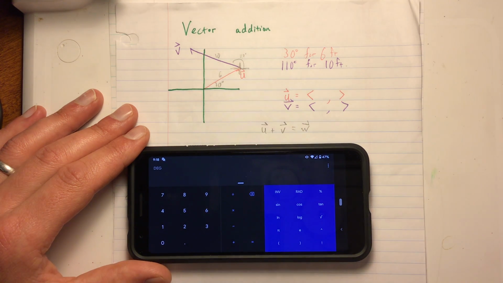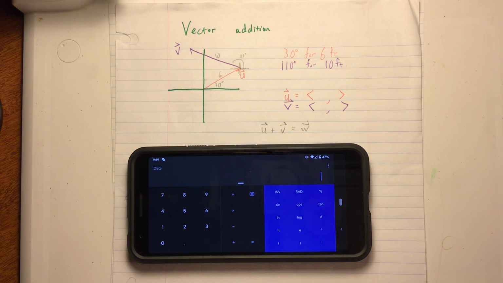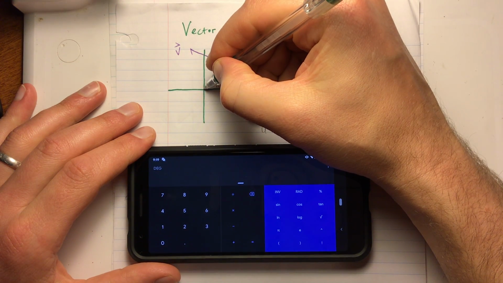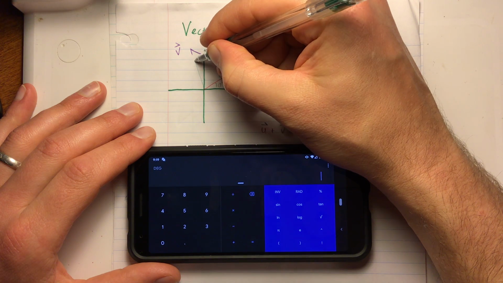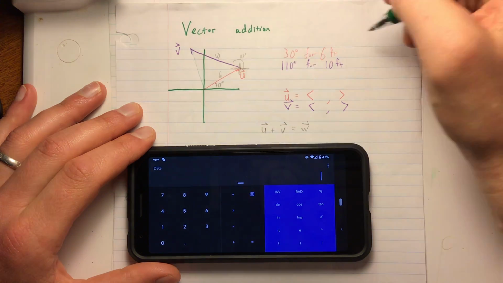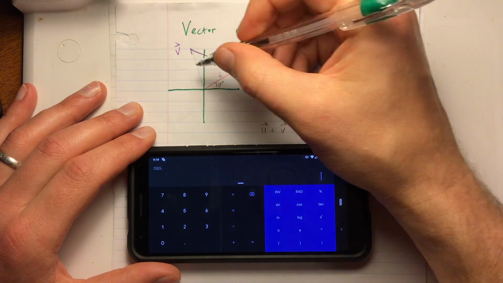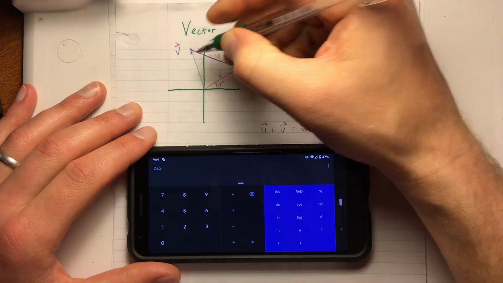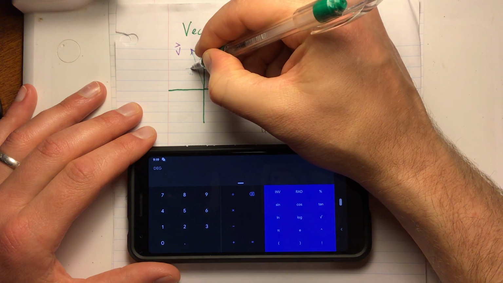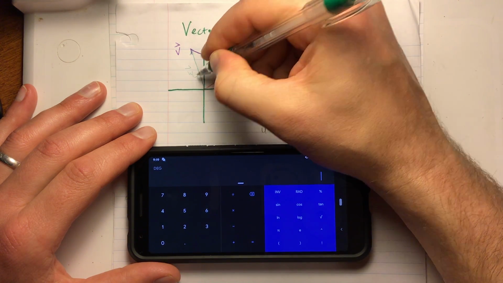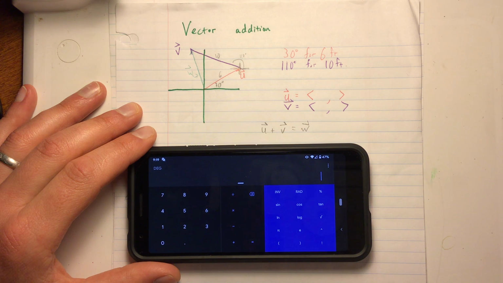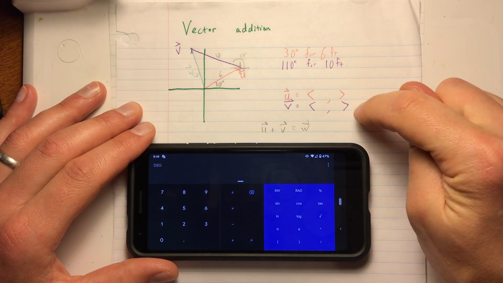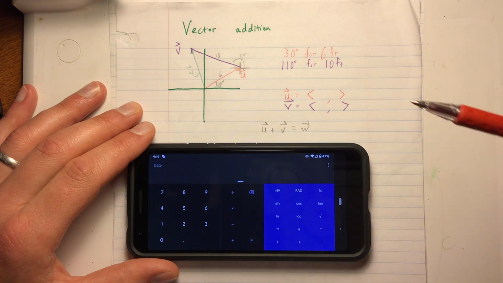And then let's say we've got someone who needs to go find that person. They're going to start right here, and they got to go this way. They're not going to follow the same path. They're just going to take the shortcut. How would I find this vector right here? We're going to call this W. Well, first thing we're going to do is break down U and V into their component form.